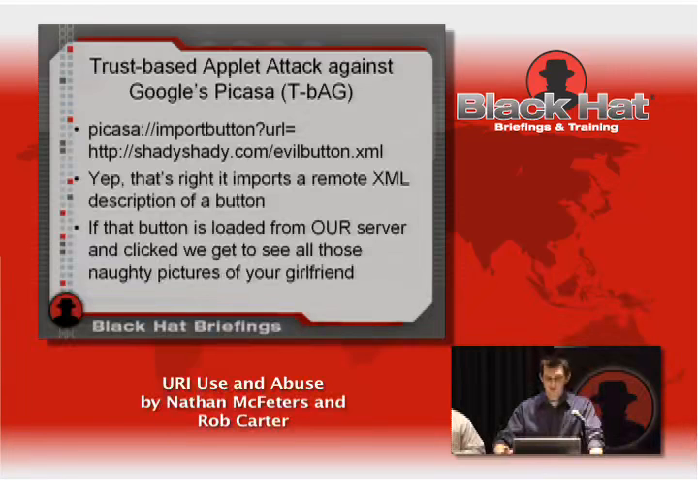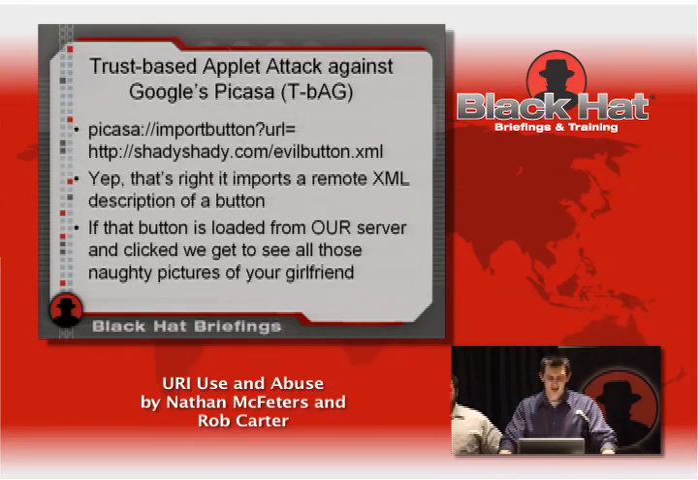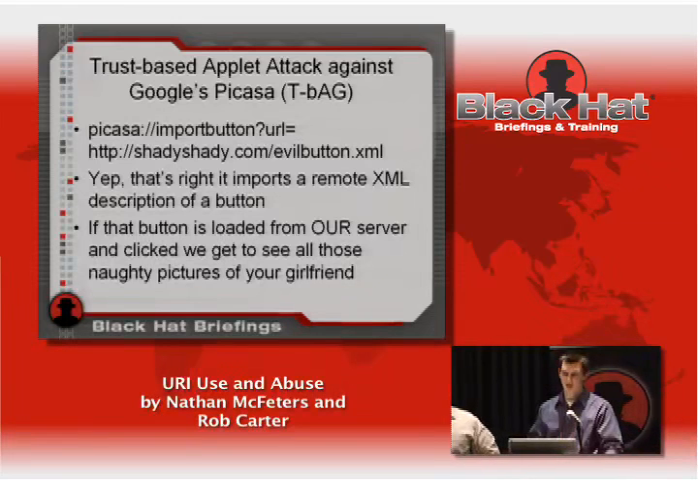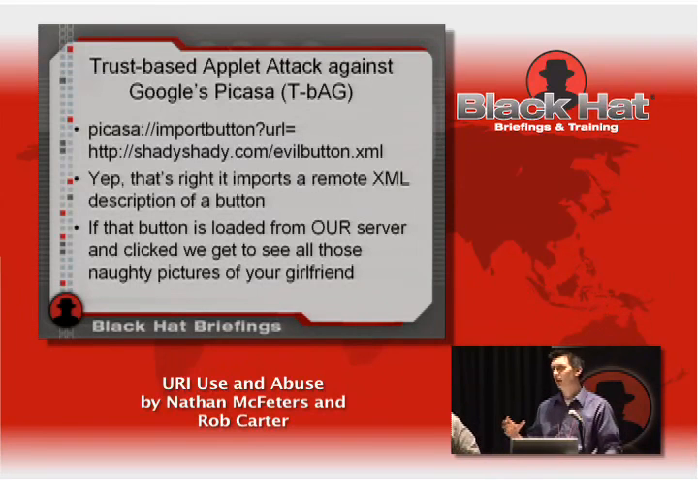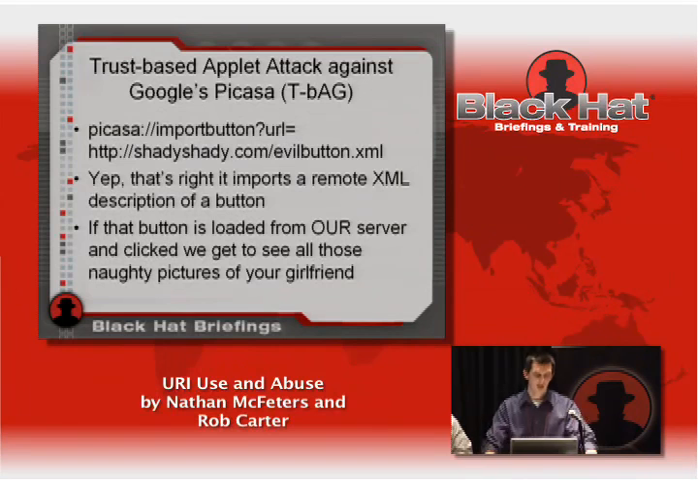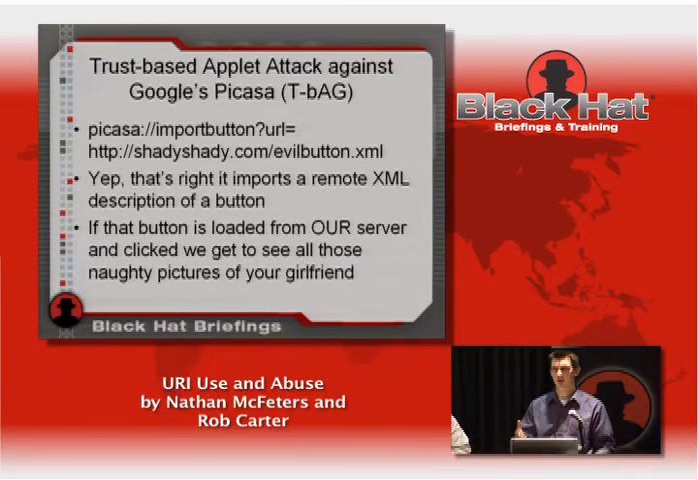First, it's got the import button functionality here after the picasa:// and then you give it a URL parameter, which in this case is shadyshady.com/evilbutton.xml. The button that it imports is in XML format, obviously. It's a description of a button. There are several fields in there that you can change to change the appearance of the button and what the button does when it's actually clicked. The main gist of the whole attack is that if we can load a button into your Picasa instance... since then this has been somewhat remediated by Google by adding more strenuous warnings when buttons are imported.